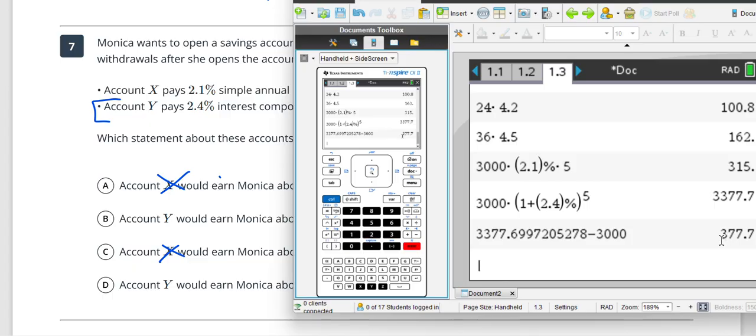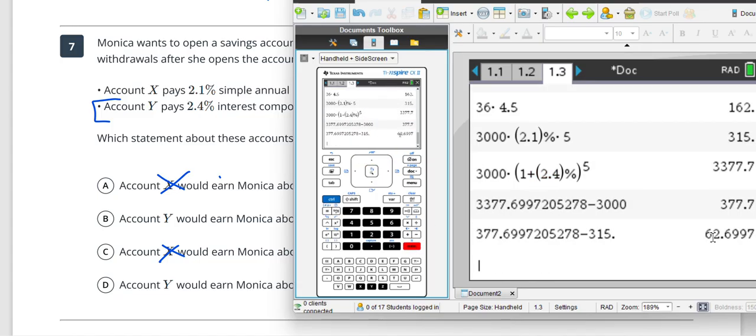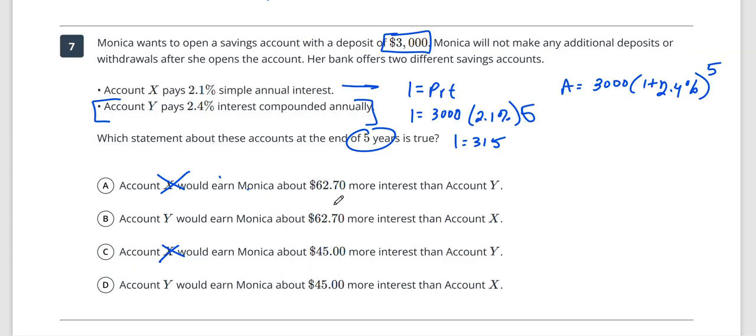Now, see how that one has more interest? But how much more interest? We're going to get this 377, press up, minus the other one of 315. Enter. About $60. Let me see which one has about $62. And there she is. See? That's just keeping your head on straight, guys. Going slow, looking at it real quick.